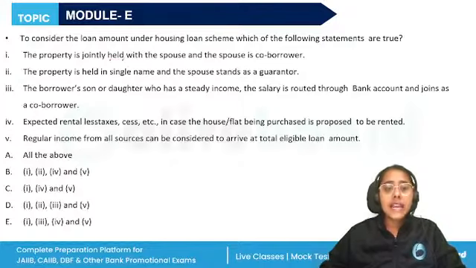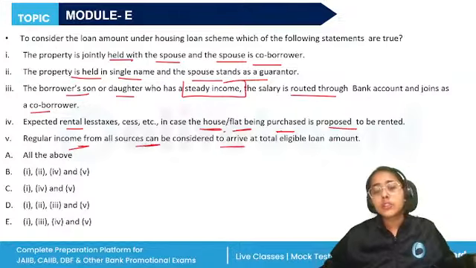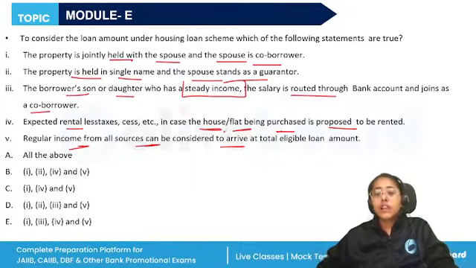The property is jointly held with the spouse, and the spouse is a co-borrower. The property is held in a single name, and the spouse stands as a guarantor. The borrower's son or daughter who already has a steady income, whose salary is routed through the bank account, joins as a co-borrower. Expected rental less taxes, cess, etc., in case the house or flat being purchased is to be rented, and the regular income from all sources can be considered to arrive at the total eligible loan amount.